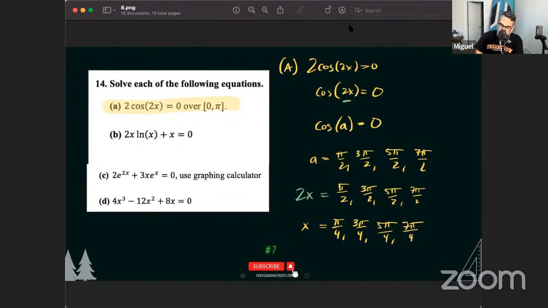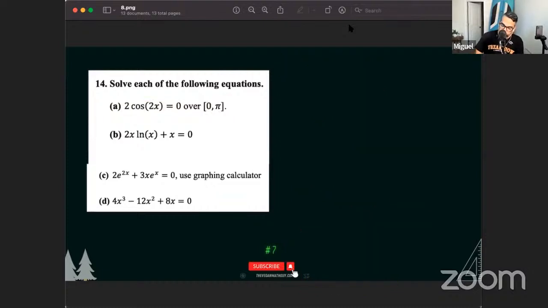But in the top, all they said is they just want the values between 0 and pi. Well, let's see. Back to our values over here. Pi over 4 is one of them. 3 pi over 4 is one of them. And then all the other ones, 5 pi over 4, 7 pi over 4, are already too much. They're not in the domain. So the only two values that we have that make this true is pi over 4 and 3 pi over 4. Okay, let's go to part B.